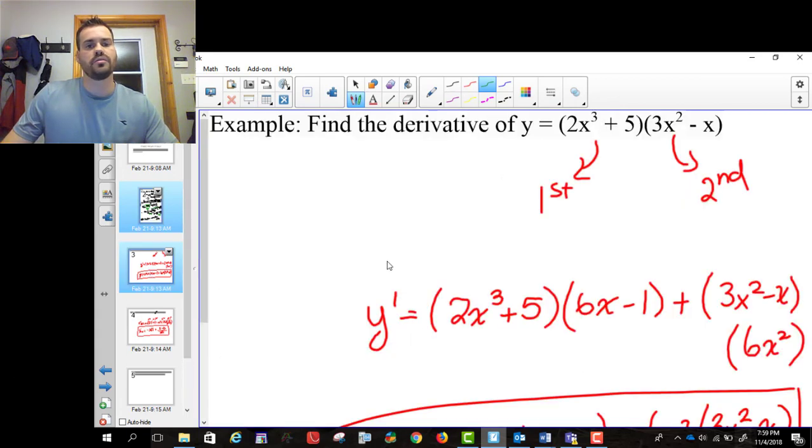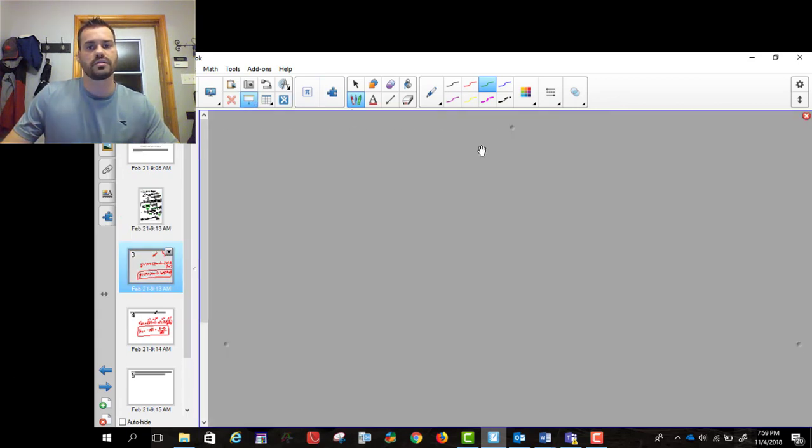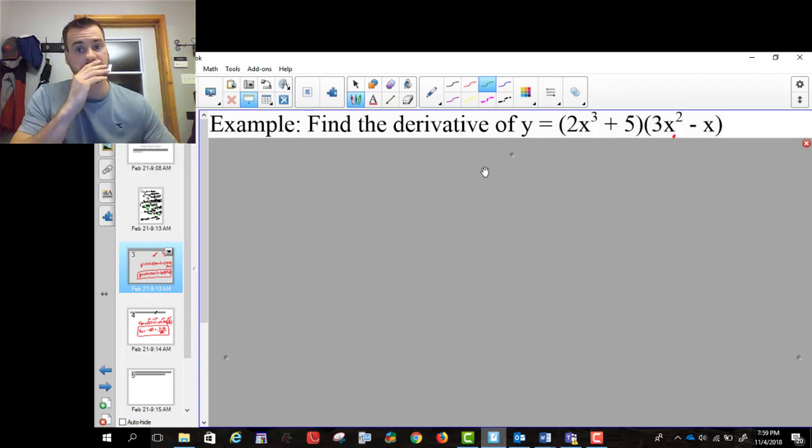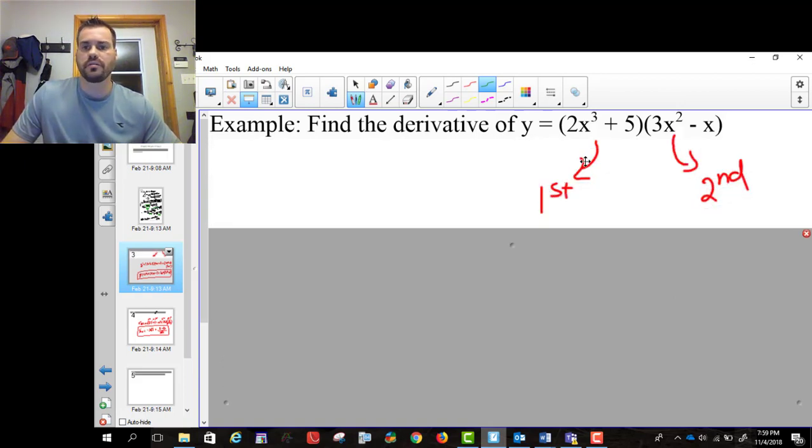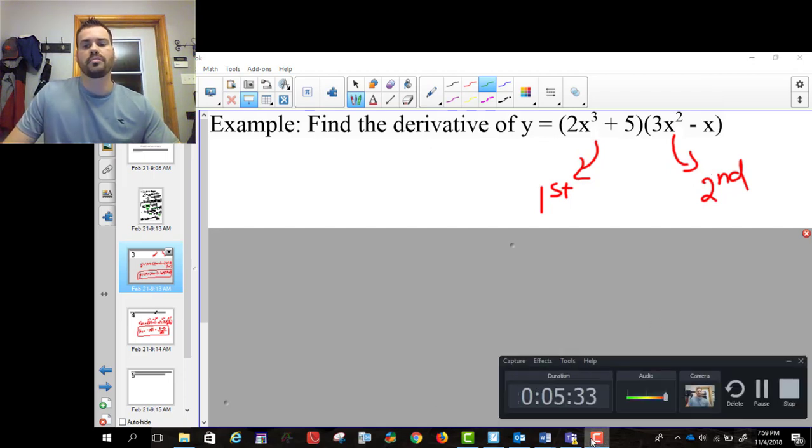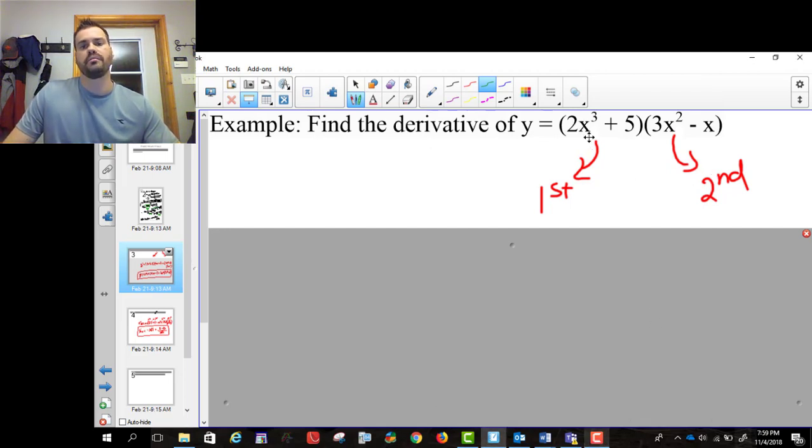Okay, so let's just do a few examples to show you how this works. So let's say that's my function, 2x cubed plus 5 times 3x squared minus x. So I just kind of split them and say, there's my first function, there's my second function. Now you have the option of multiplying them out. You could just multiply them, expand the brackets, get 6x to the fifth minus 2x to the fourth plus 15x squared minus 5x, and then take the derivative. And you will get the same answer.